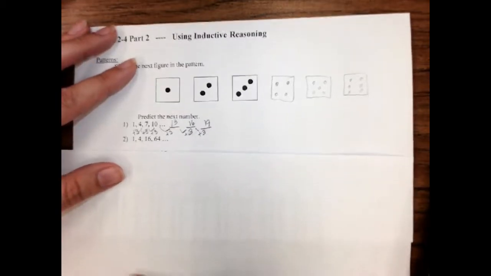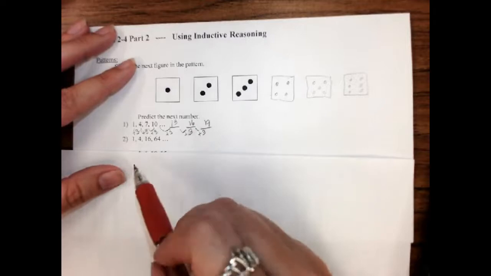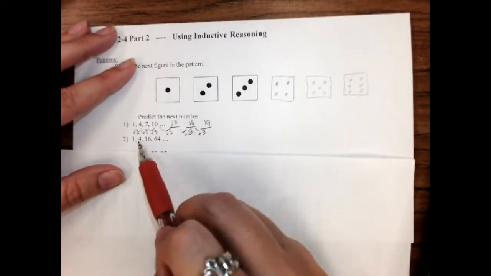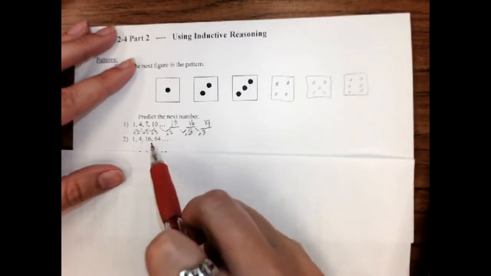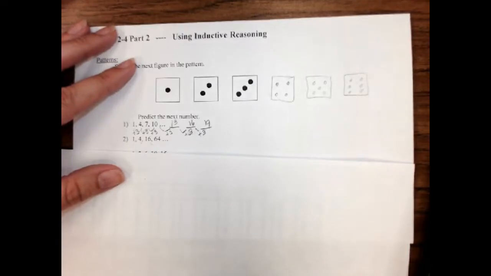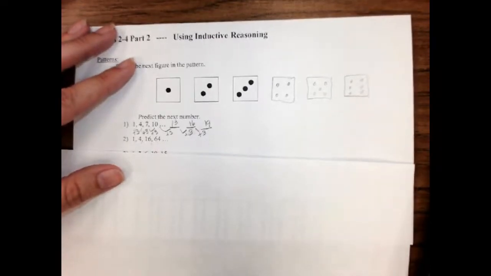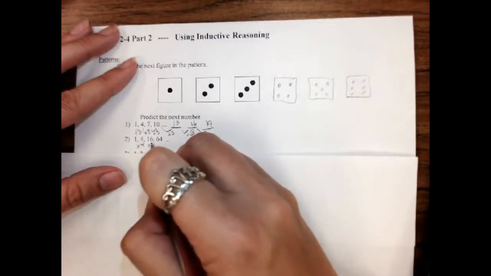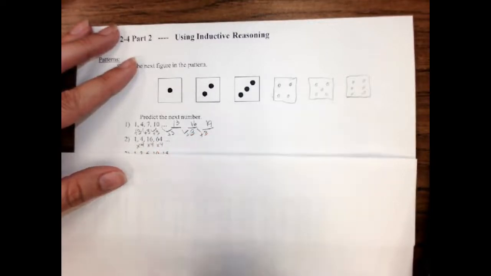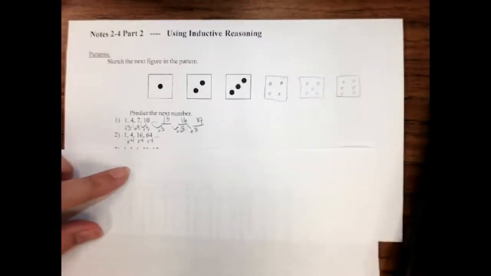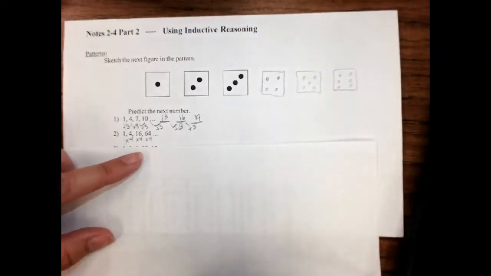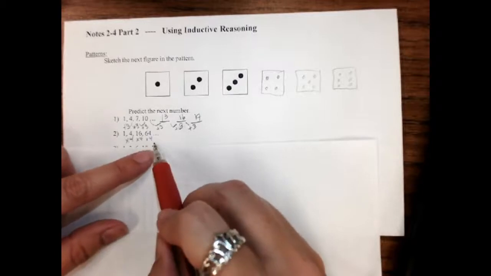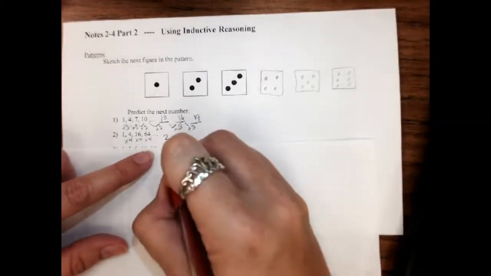My next problem looks like this. Did they add the same thing each time? Well, this would be plus 3, and this would be plus 12. So that's not the same thing added each time. What did they do this time? Well, this time they multiplied times 4. So we're going to need to multiply each time. And you might need to get a calculator. 64 times 4 is 256.